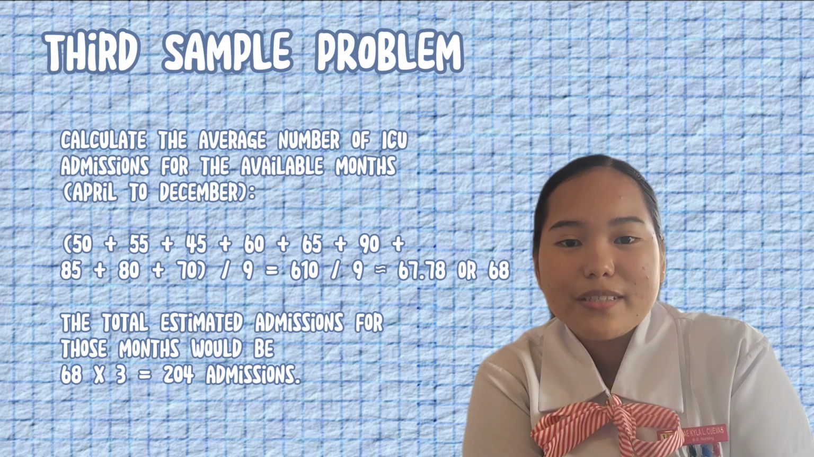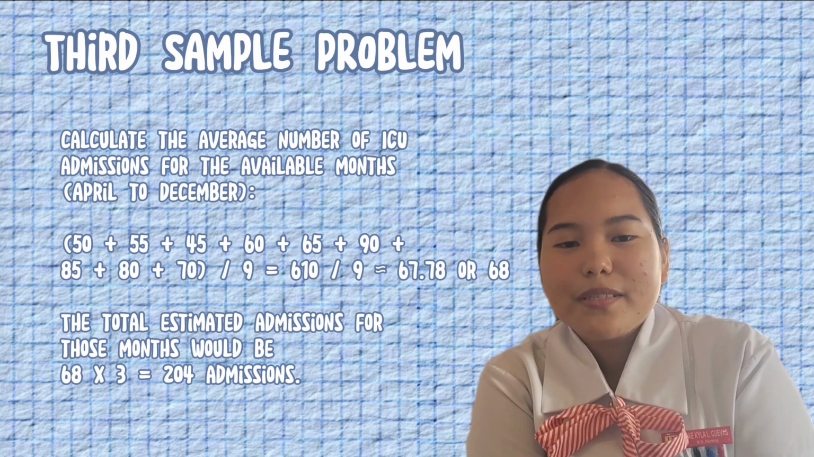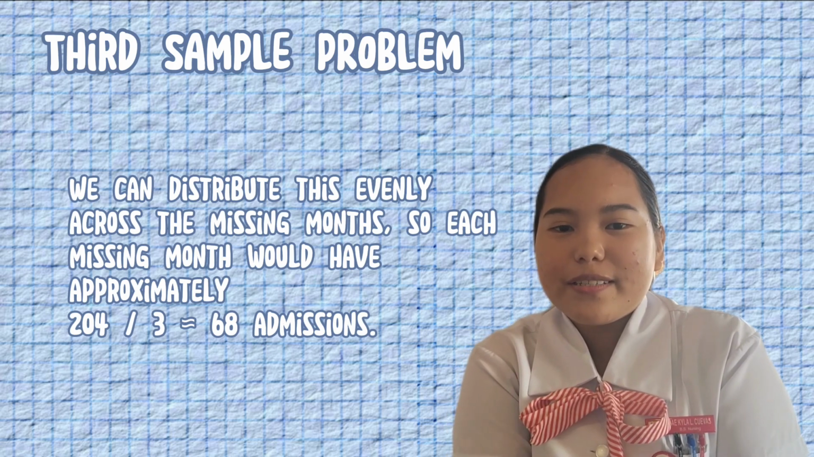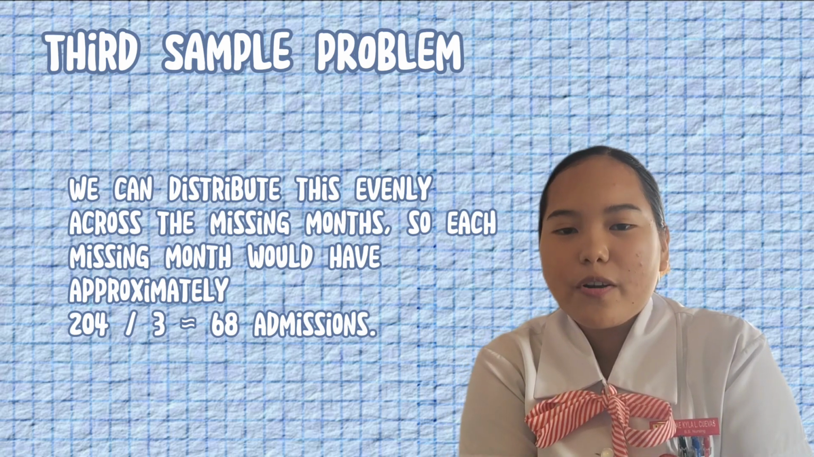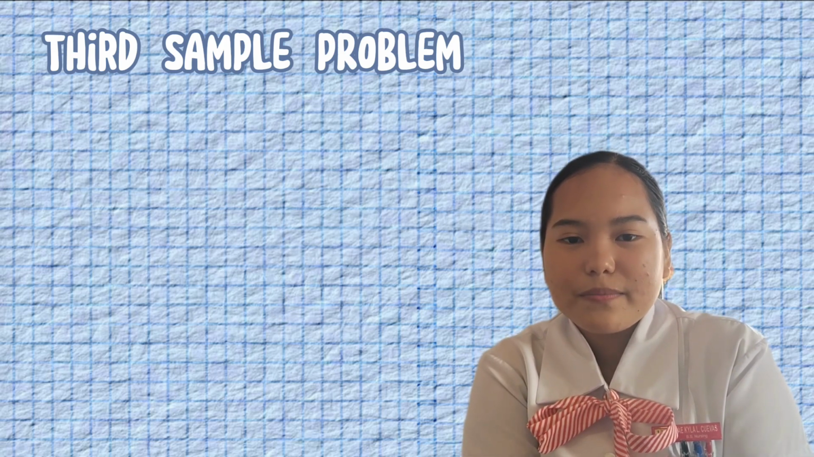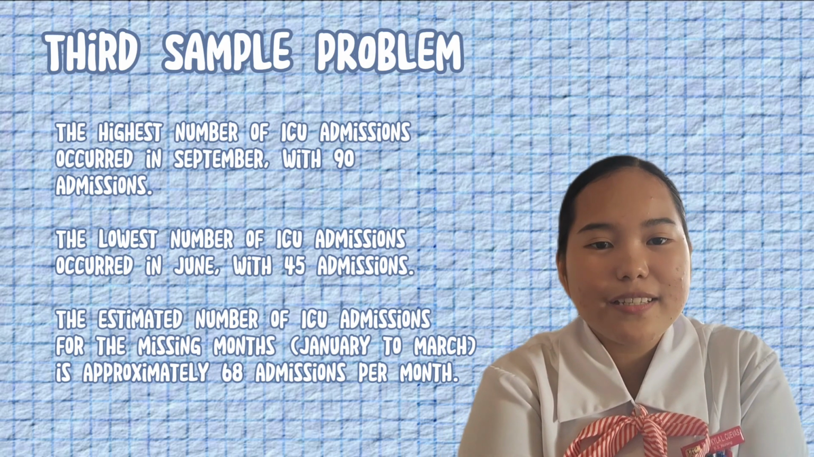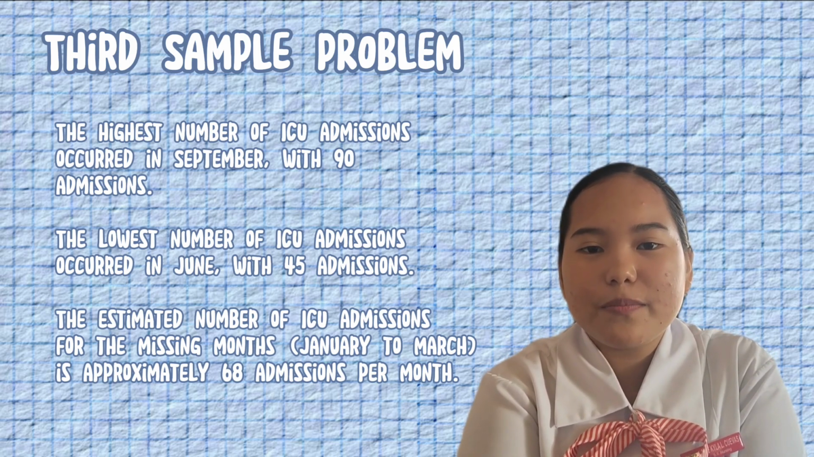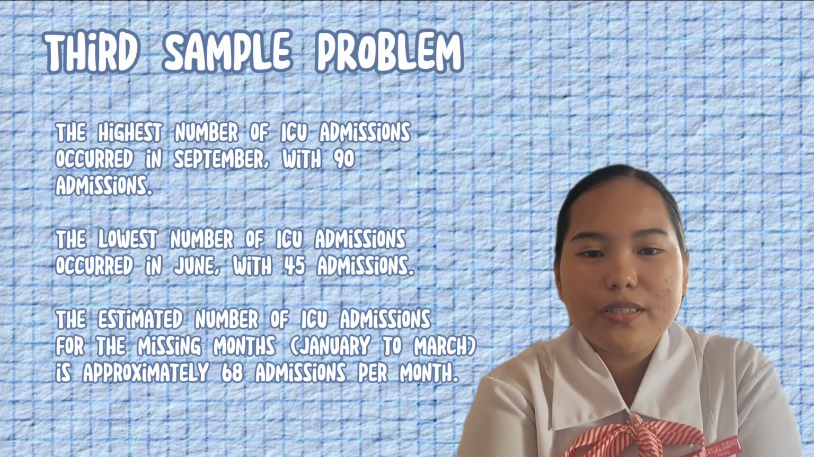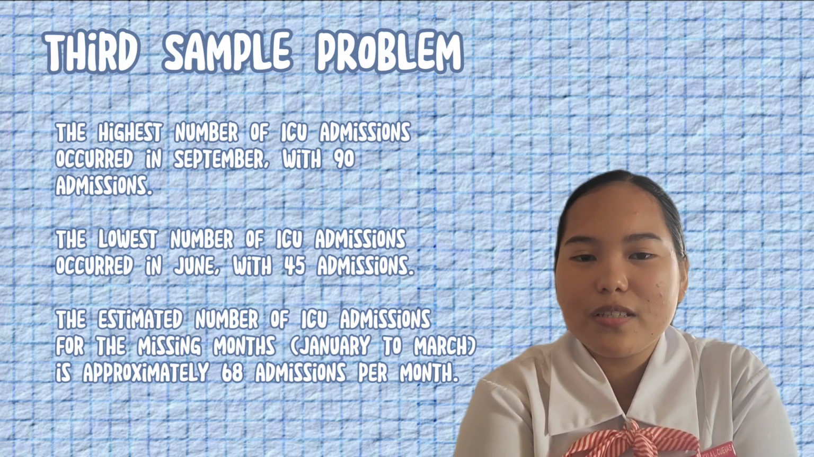Since there are 3 missing months, the total estimated admissions for those months would be 68 times 3 equals 204 admissions. We can distribute this evenly across the missing months, so each missing month would be approximately 204 divided by 3 equals 68 admissions. So in summary, the highest number of ICU admissions occurred in September, at 90 admissions. The lowest number of ICU admissions occurred in June, at 45 admissions. The estimated number of ICU admissions for the missing months, January to March, is approximately 68 admissions per month.